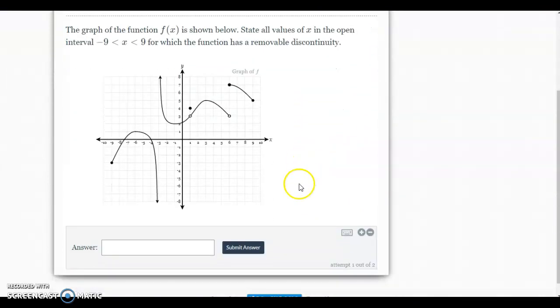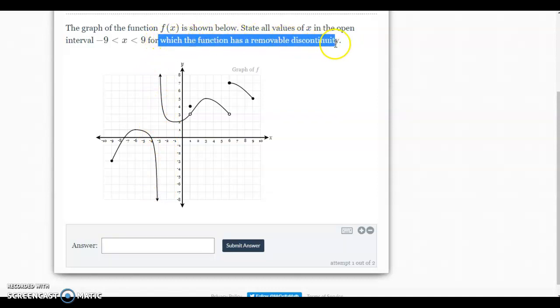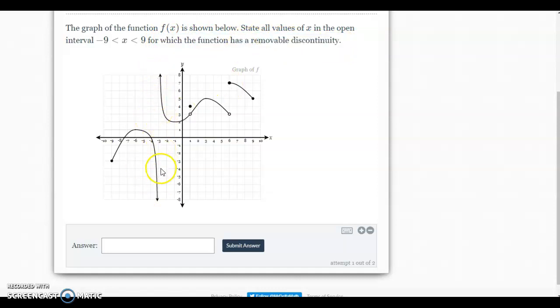So for this one, I'm going to do the same thing where I'm just going to start from the left and follow this up. So points, points, points. Okay, here my graph goes down forever and then up forever. So here I have a vertical asymptote, which is an infinite discontinuity. Now be careful, because this problem says for which the function has a removable discontinuity. So we're only looking for holes in this one. So an infinite discontinuity does not count. Okay, so we're going to skip that and keep going.